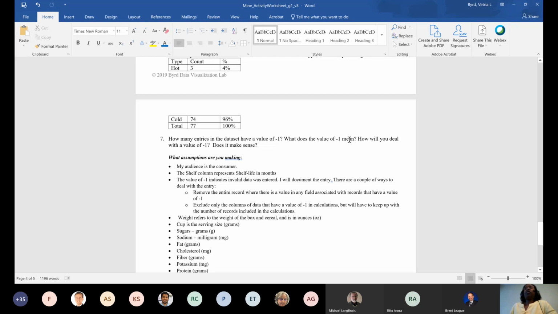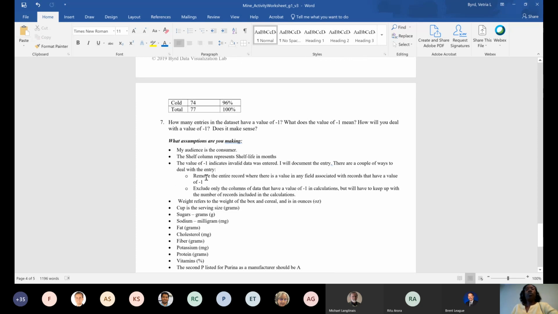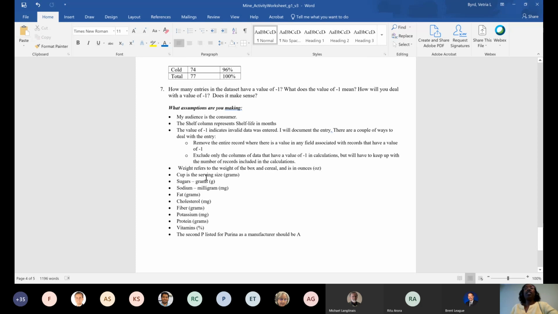Again, what does the value of -1 mean? These are questions that I'm asking of myself. How will you deal with that value? Does it make sense? So again, my assumptions at this point, now we are in the mine stage. Remember, I've had assumptions from the acquire stage up to now. Who is my audience? At this point, I am making a definitive decision to say my audience will be the consumer.